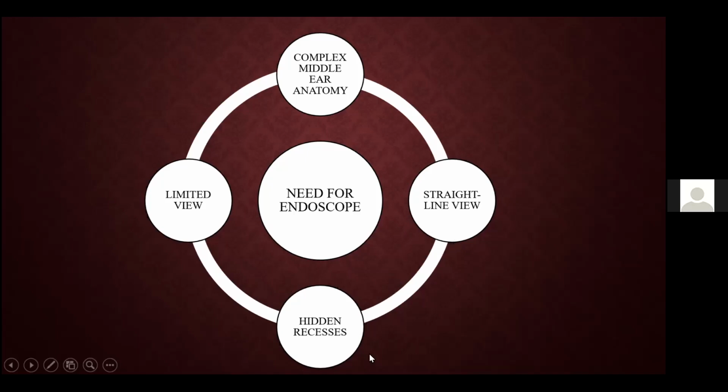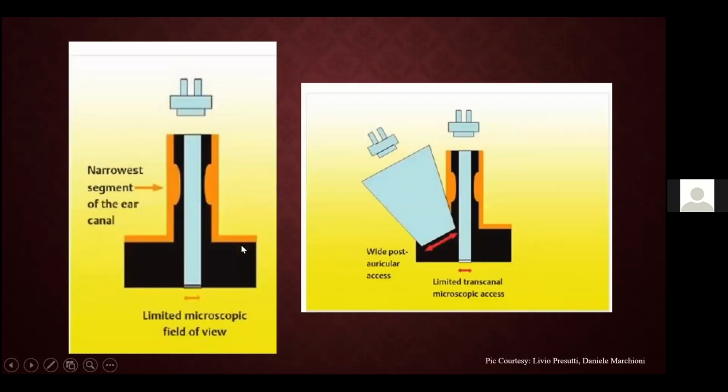And so a lot of spaces or recesses tend to harbor disease despite our good efforts in clearing them. The view is also restricted depending upon the canal bulge, being cartilaginous or bony. So for all these reasons, the endoscope has given us good aid along with the microscope. In this left picture, you can see the vision provided by the microscope is limited and a straight line vision, and it also gets hampered when there is a narrowing in the ear canal.